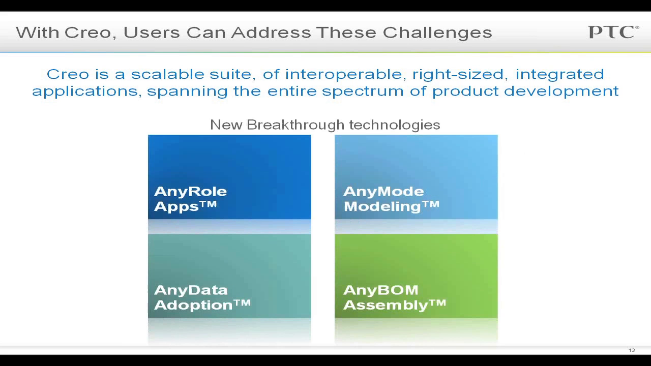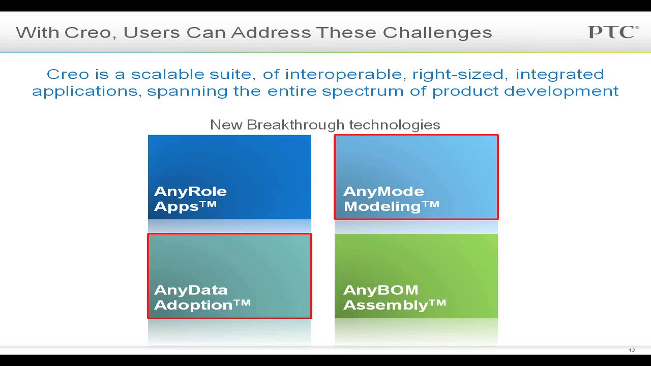What is it? Well, in a nutshell, Creo is a suite of bite-sized applications which are completely integrated together, so they're completely interoperable. And what that really results in is 4 breakthrough technologies which PTC have branded any role apps, any mode modeling, any data adoption, and any BOM assembly. Now within these 4 specific breakthrough technologies, there's 2 areas that we're interested in, which are any mode modeling and any data adoption. Now what do they actually mean to me?